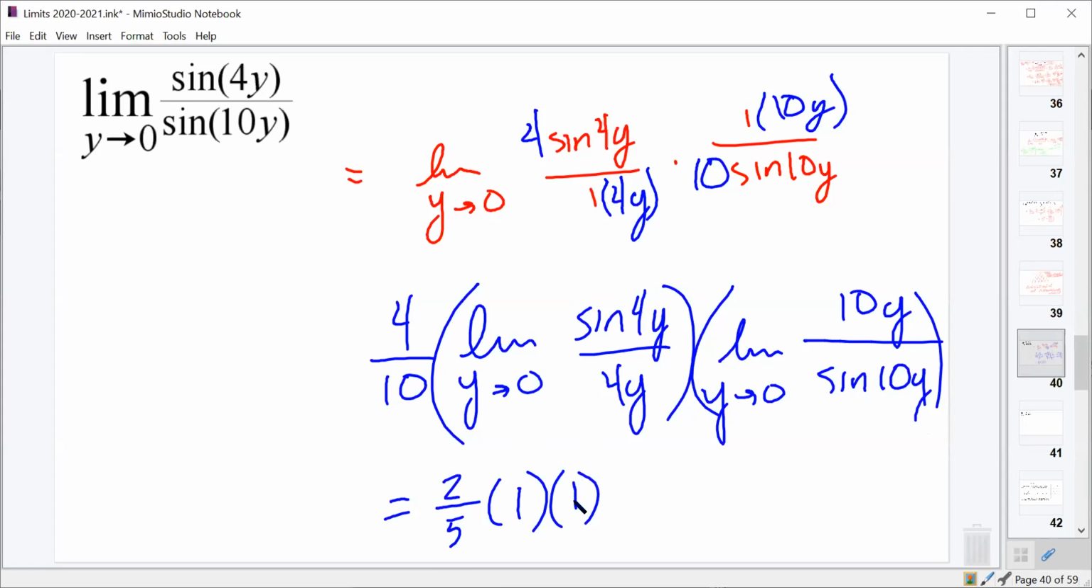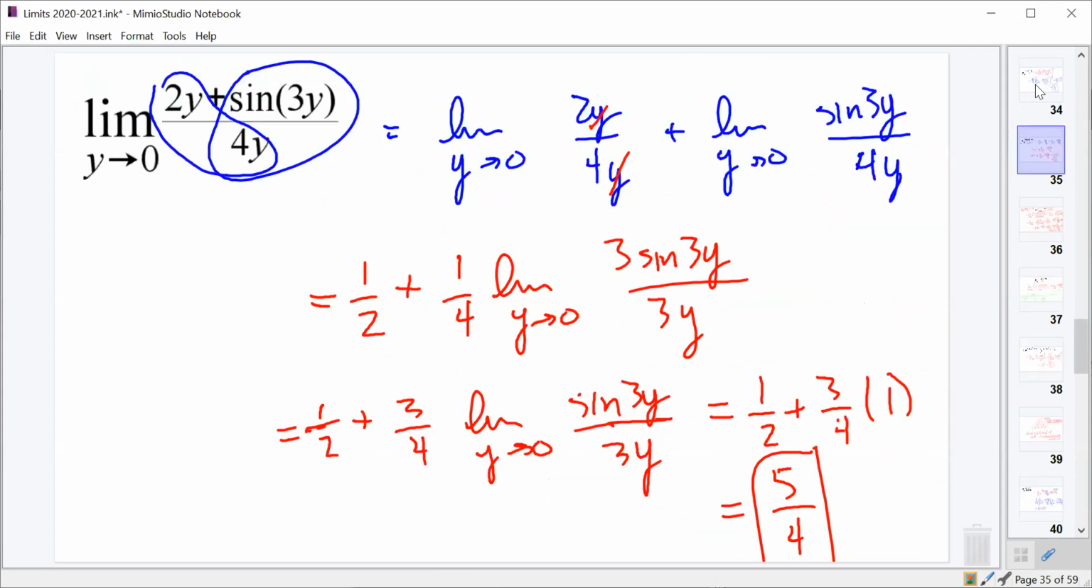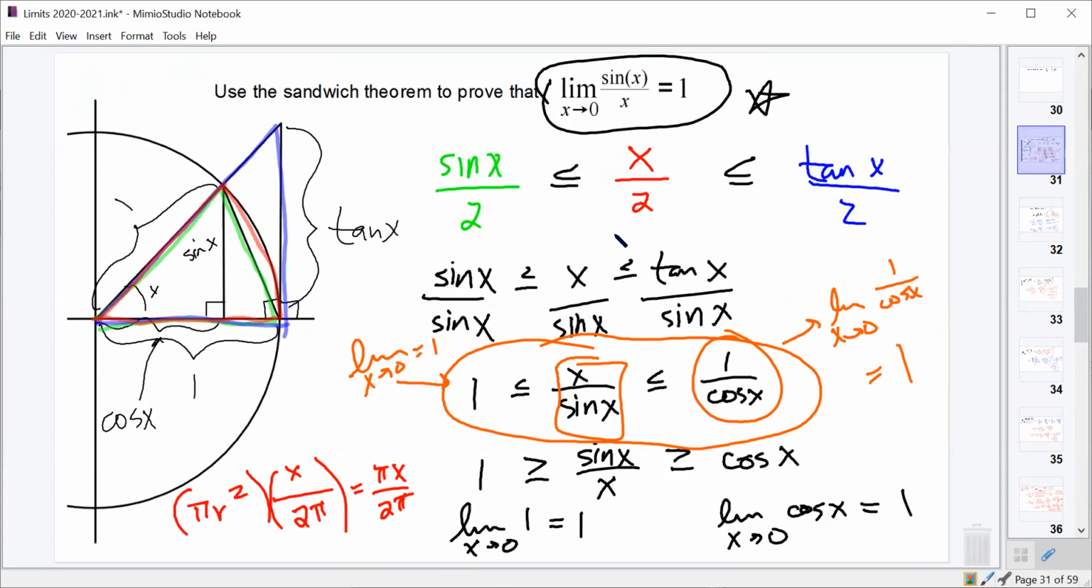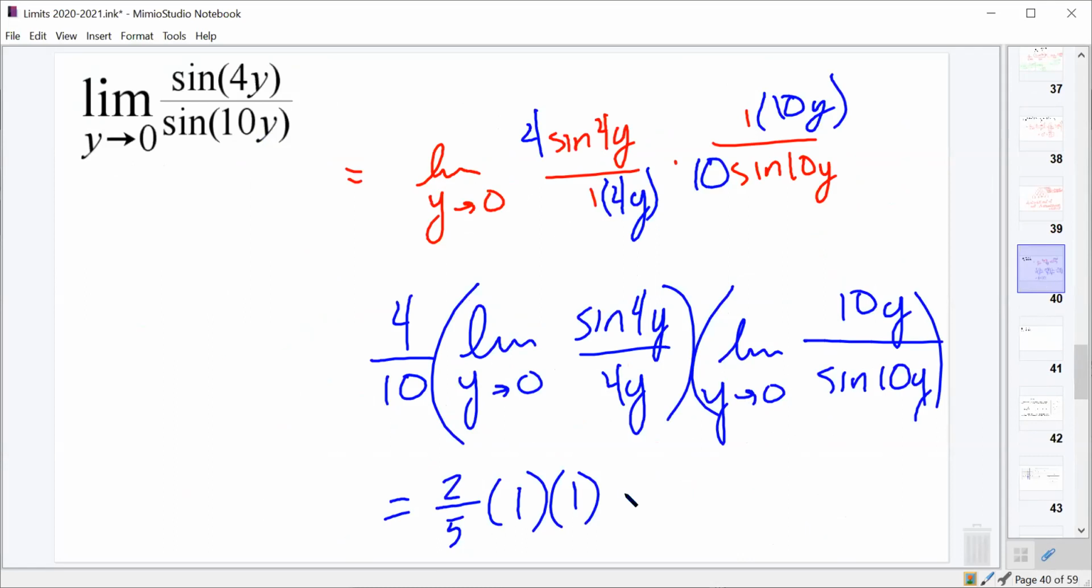Yep, and that was one of the ones, remember back when we first proved this, I said that x over sine x, that one also comes out to be 1. We did this little extra work there. So 2/5 times 1 is just 2/5. Everybody feel okay about that? Any questions on that?